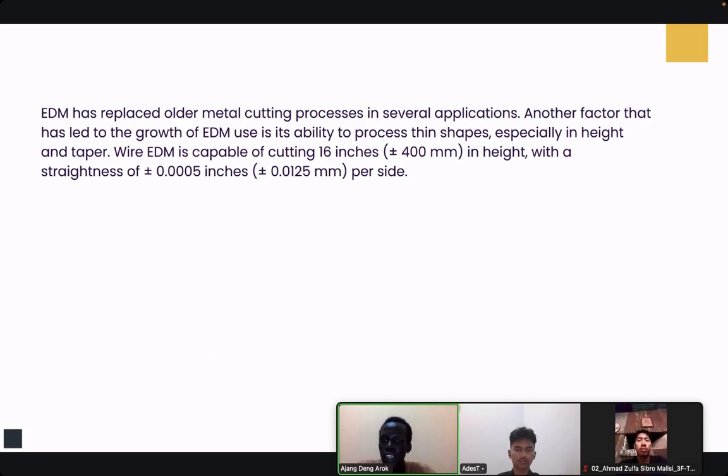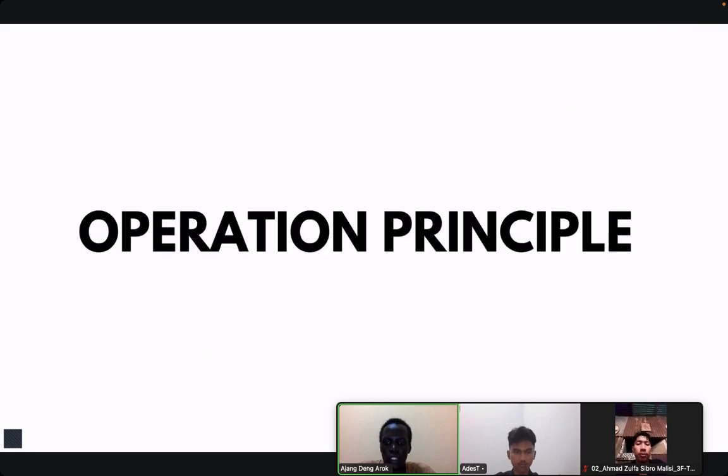Another factor that has led to the growth of EDM use is its ability to process thin shapes, especially in height and temper. EDM is capable of cutting 16 inches, more or less 400 millimeters, in height with a straightness of more or less 0.0005 inches, which in other words is more or less 0.0125 millimeter per size. So we can see how precise it is.